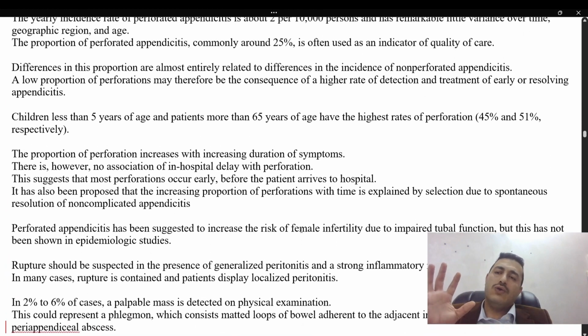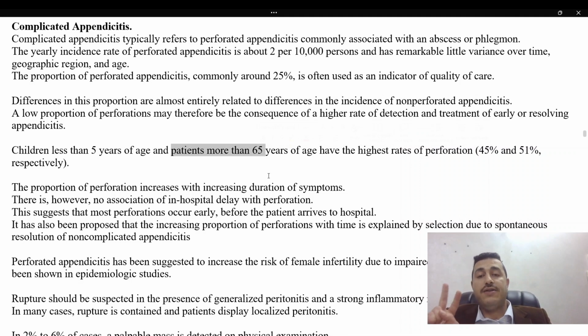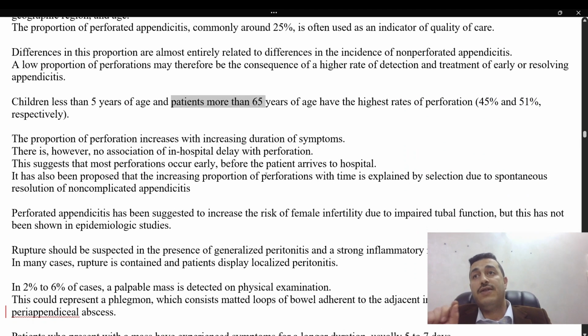They also highlight who is more likely to present with complicated appendicitis. These are children less than 5 years, and patients who are older than 65 years old. Another consideration about operative treatment: we should proceed to operation, to appendectomy, not to conservative treatment.